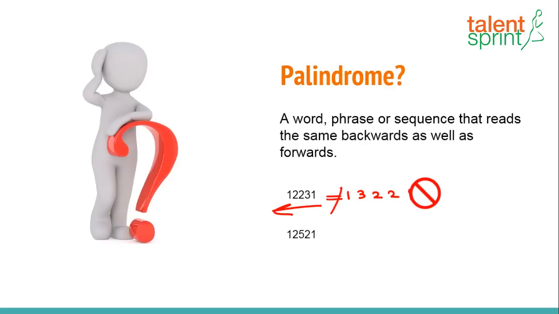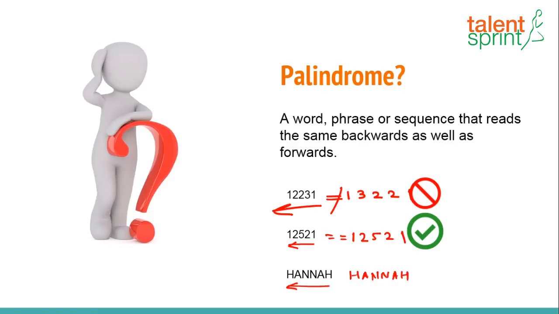Similarly, let's take another example, 12521. Now if you reverse the digits of this number 12521, you get 1, 2, 5, 2, 1. And these two numbers are exactly equal to each other. So any number like this which is the same when it is reversed is a palindrome number. And similarly, any word or phrase, like let's say this name Hannah. If you reverse the letters of this name, you get the same name again, H-A-N-N-A-H. So this also qualifies as a palindrome.